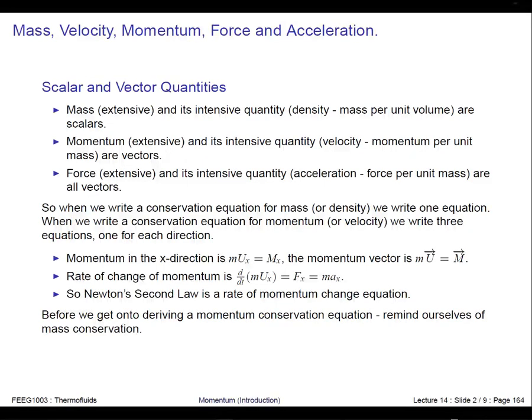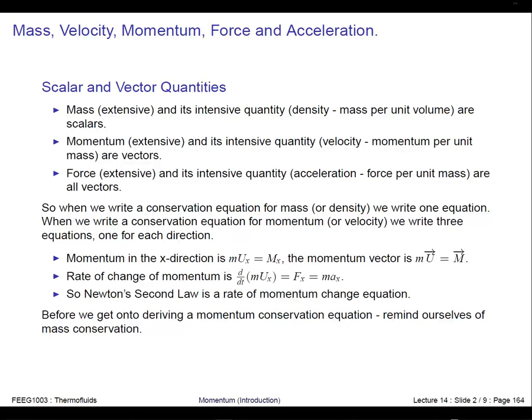Momentum is an extensive variable, so how much momentum you have depends on how much mass is there, and it has an intensive equivalent, velocity. So when we're talking about the velocity field in fluid mechanics, effectively what we're saying is this is the momentum distribution in my fluid per unit mass.